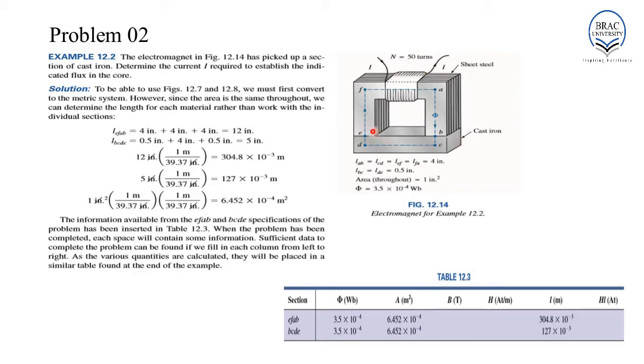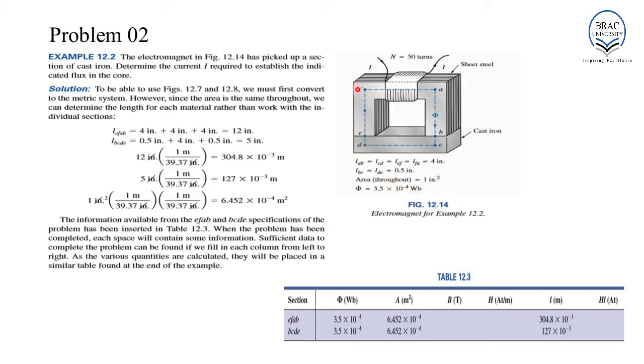The length of the sheet steel is from E to F, F to A, and A to B, and the length of the cast iron is E to D, D to C and C to B. All the lengths are mentioned over here. The area of cross section throughout the electromagnet is 1 inch square and phi equals 3.5 into 10 to the power minus 4 Weber. Observe carefully.